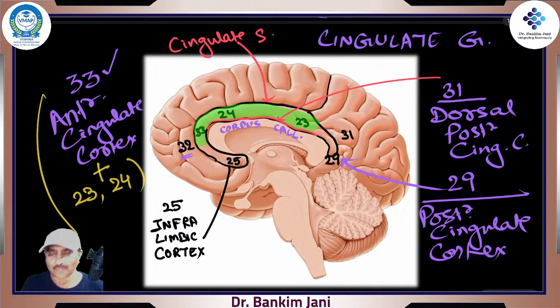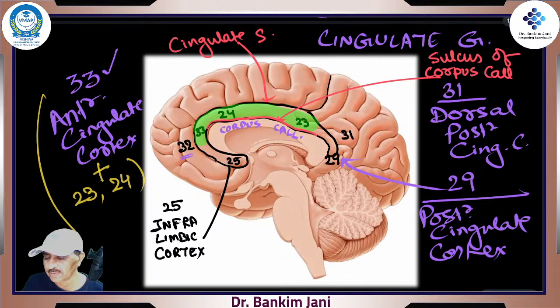So that would be very easy. It would be the sulcus of the corpus callosum, right? So we have the corpus callosum, sulcus of the corpus callosum, cingulate gyrus, and the cingulate sulcus, in that order. Good one.